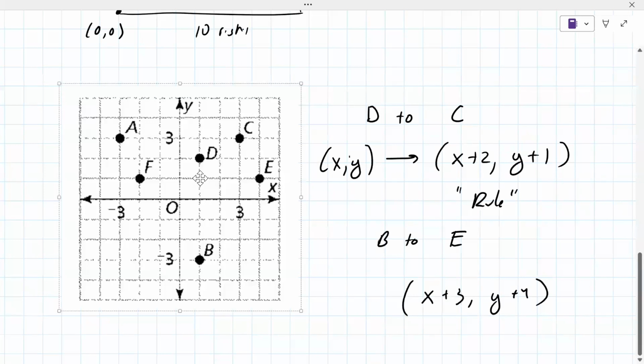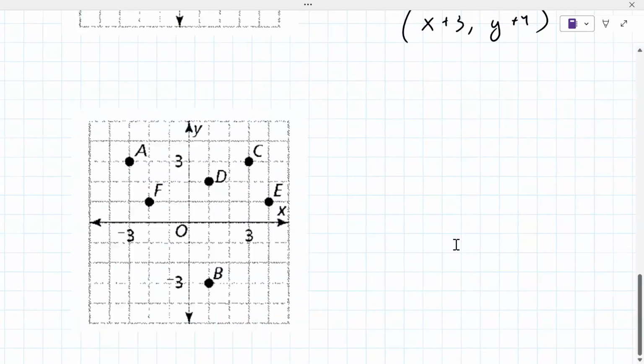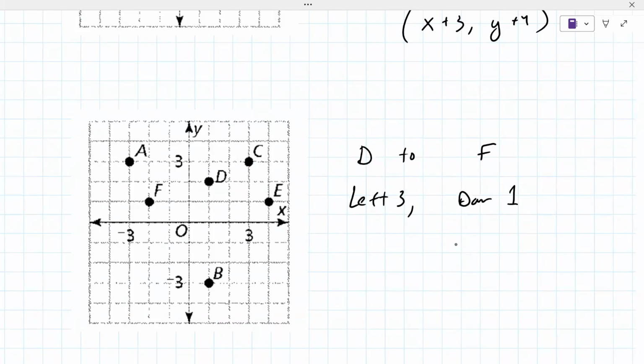So let's reframe this here. Let's say you're going from, I don't know, D to F. Okay, so this time you're going left 3 and down 1. So the left 3 is X minus 3, down 1 is Y minus 1. Is that reasonable?